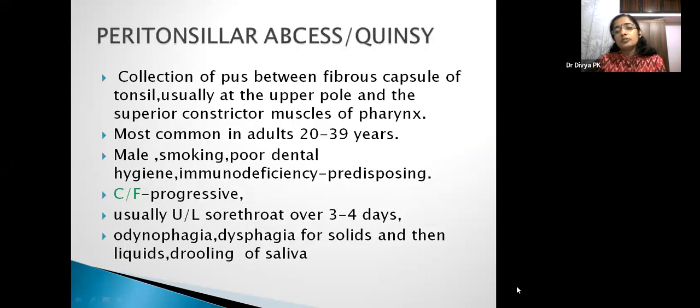One of the suppurative complications of acute tonsillitis needs a special mention, that is a peritonsillar abscess, or quinsy. It is actually a collection of pus between the fibrous capsule of the tonsil and the superior constrictor muscle of the pharynx. It is most commonly seen in 20 to 39 years of age. Male gender is more commonly affected. Smoking, poor dental hygiene, and immunodeficiency diseases predispose to acute peritonsillar abscess.